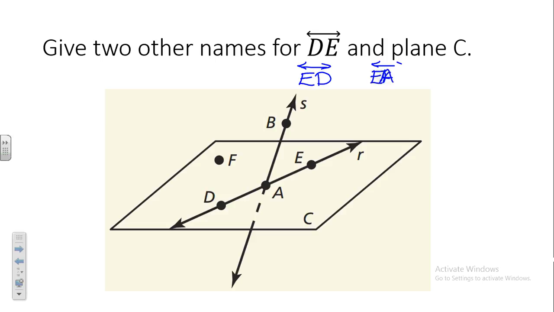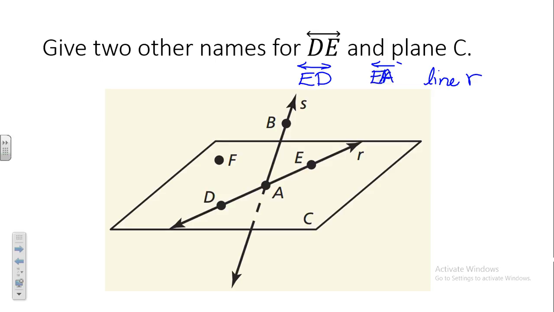Everybody agree with that? Because lines go on forever, correct? The little cursive letter would work as well. So if we didn't want to use our symbols, we could call it line what? What's its little script letter, its lowercase letter here? R, line R. Would everyone agree that that would be the same line? Okay. And then could we also reverse this and call it line AE?